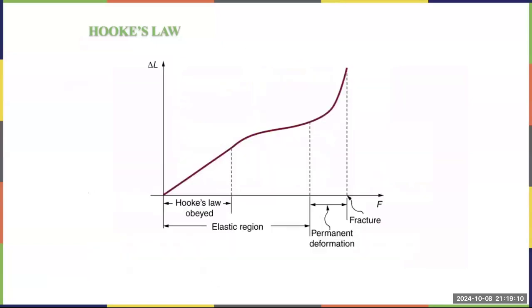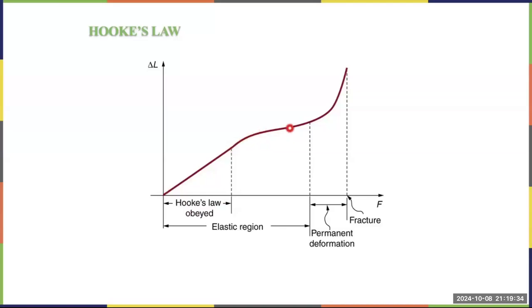And now, this was the region where Hooke's law is obeyed. As we stretch this, there's a restoring force. This restoring force will be equal to the spring constant k times the displacement. And this region is still our elastic region.